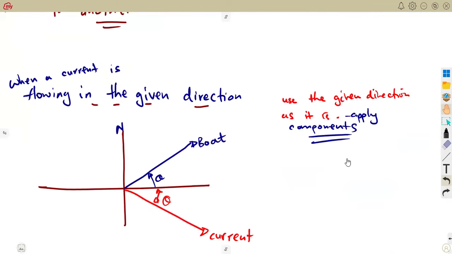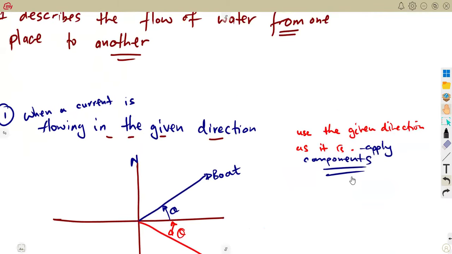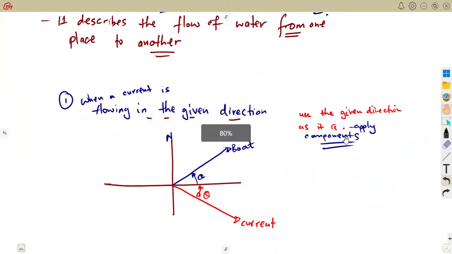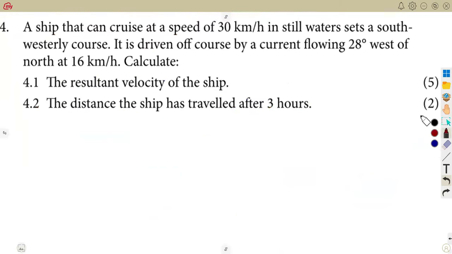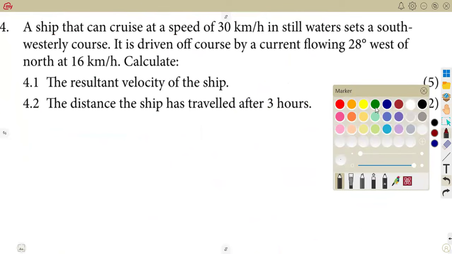Resultant velocity, we talked about it. It's just a continuation. So do not change anything, guys. The formulas, calculating of the components, everything, nothing has changed. But only the type of questions. Okay, let's see this one.